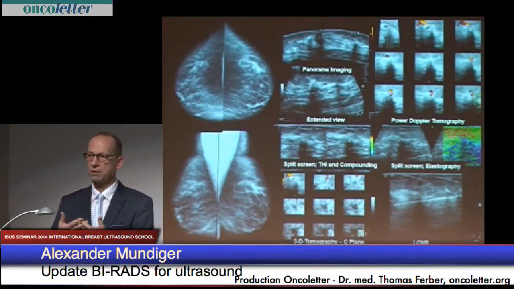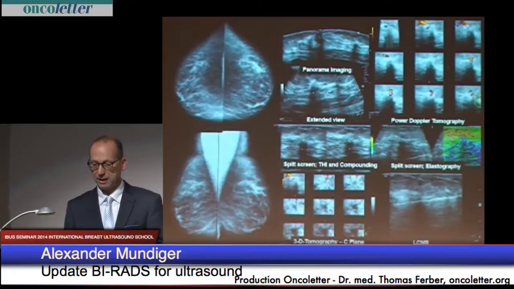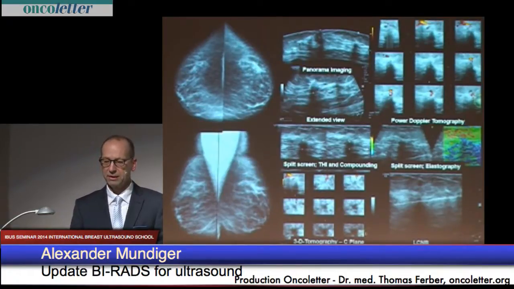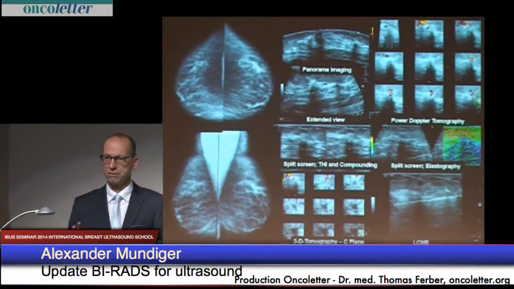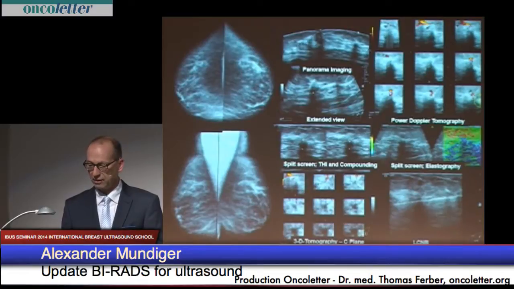We want to see what the diagnosis is, and the diagnosis in this case was lobular cancer. And this mammographic finding was completely stable over 4 years. Only ultrasound made the diagnosis with this complete assessment.